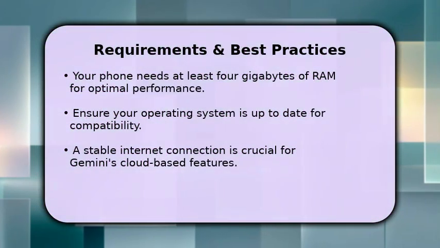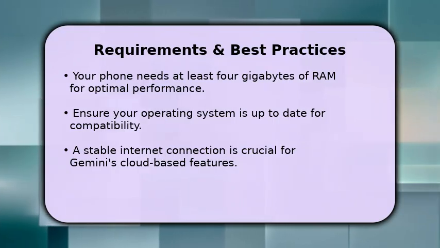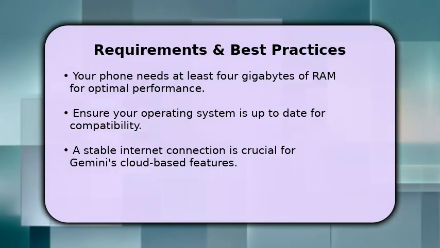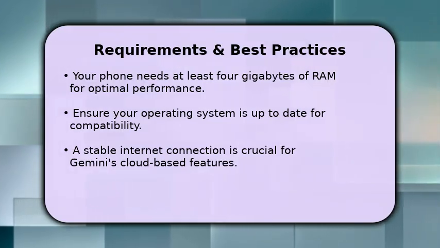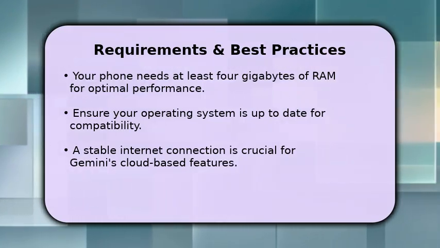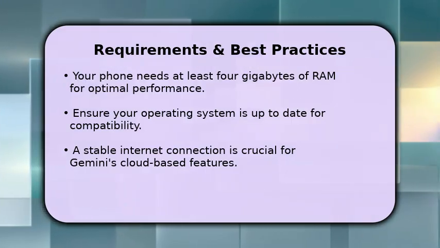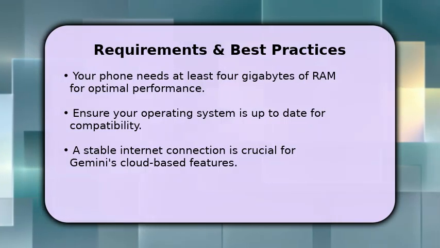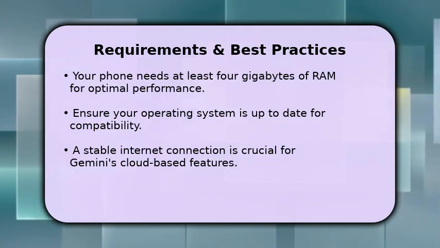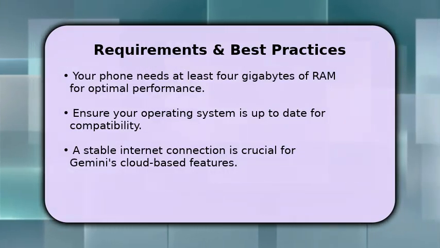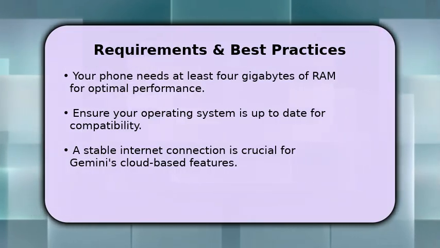To ensure the best experience with Gemini, there are a few key requirements and best practices to follow. Your phone should have at least 4 GB of RAM for optimal performance and smooth operation. Always keep your operating system updated to the latest version to maintain compatibility and security. Furthermore, a stable and reliable internet connection is absolutely crucial, as Gemini relies heavily on cloud-based processing for its advanced features. Following these tips will help you maximize Gemini's potential.